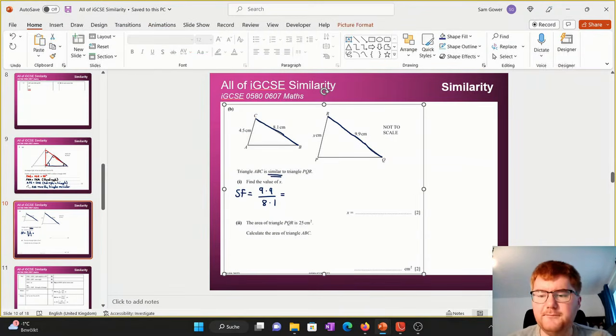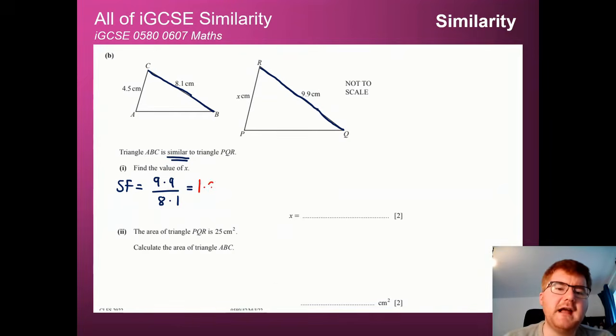So I'm just going to leave that as 1.22 recurring. I do want to show you how you actually use it when you do get something recurring and you don't get any rounding errors. I'll talk about that in a subsequent video. And we want to find the value of x.